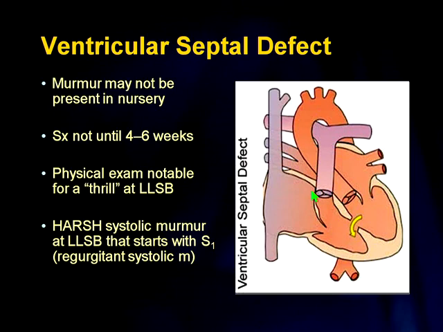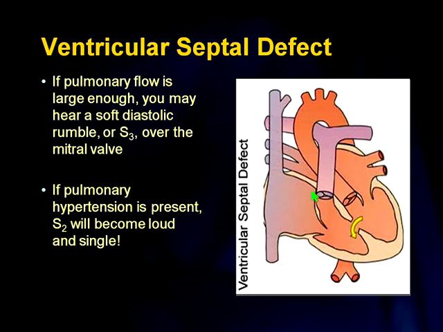Okay, physical exam. Murmur may not be present at birth. Remember we said that. Symptoms, not until 4 to 6 weeks of age. Remember we said that. Physical exam, with your hand, a thrill at the left lower sternal border, a buzz, always a ventricular septal defect. Okay? And with your stethoscope, a harsh regurgitant systolic murmur, easy to hear. What's a regurgitant systolic murmur? One that starts right with S1. There's no space, no diamond-shaped murmur. So it sounds like shh, shh, shh. You've all heard it, okay? So a regurgitant, harsh, easy to hear systolic murmur.